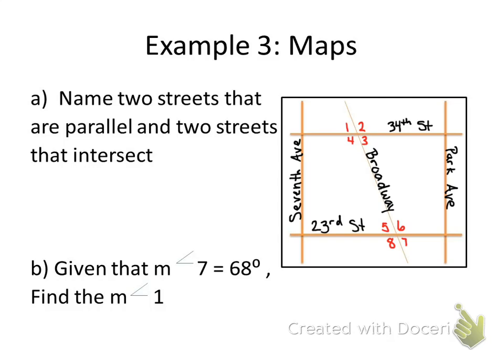This is going to be more similar to what you'll see on a quiz. Given that the measure of angle 7 is 68 degrees, what is the measure of angle 1? I'll give everybody a minute to solve this. There's an angle 1. All right, Christian, Kennedy, what do you think? Okay, you think angle 1 is 68 degrees. Why?